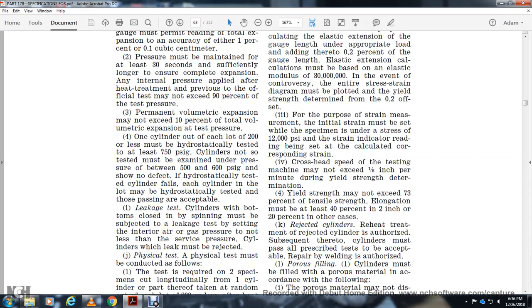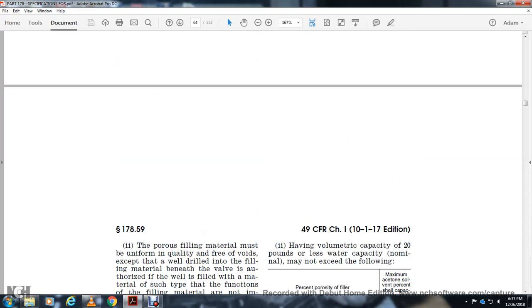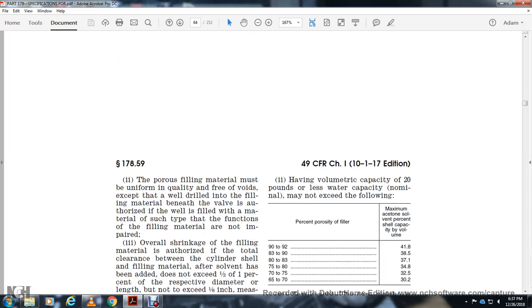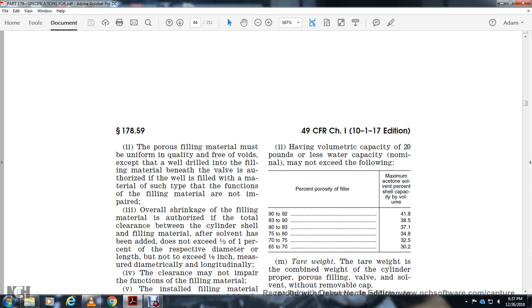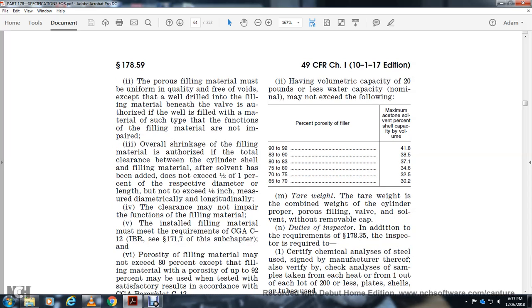Porous filling: cylinders must be filled with porous material according to the following. The porous material may not be discrete, may not sag when wet or when the solvent is added, and must be of uniform quality, free of voids except for a well drilled into the filling material between the valve and the cylinder. Shrinkage of the filling material must not impair its function. The clearance between the cylinder shell and the filling material after solvent has been added must not exceed 1/2 of 1% of the respective diameter or length, and not exceed 1/8 of an inch, measured diametrically or longitudinally. The clearance may not impair the function of the filling material. The filling material must meet the requirements of CGA C-12.